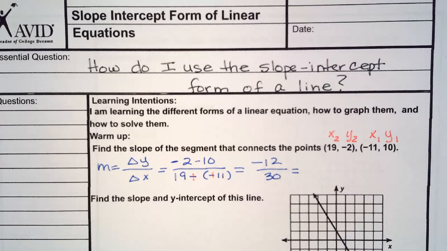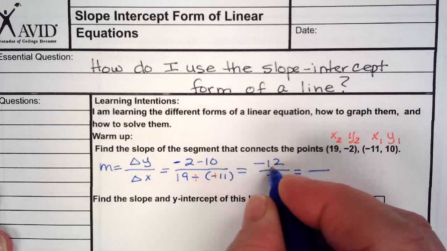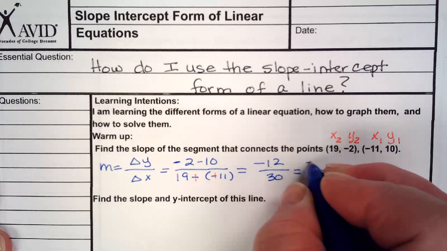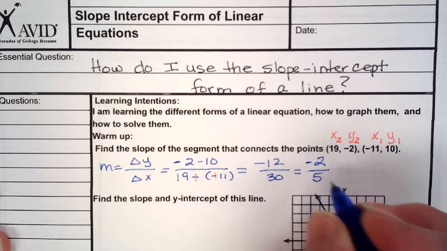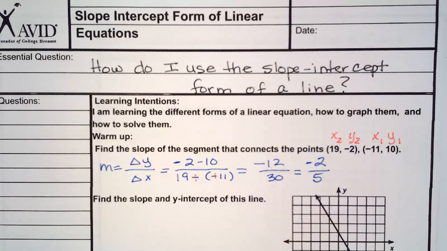Okay, so I've got to simplify. I know that 2 goes in both of them, but do I have anything larger that will go into both of them? 3 will go into both of them. If 2 and 3 both divide evenly in, then 6 will divide evenly in. So -12 divided by 6 is -2. 30 divided by 6 is 5. So the slope of that line is -2/5.